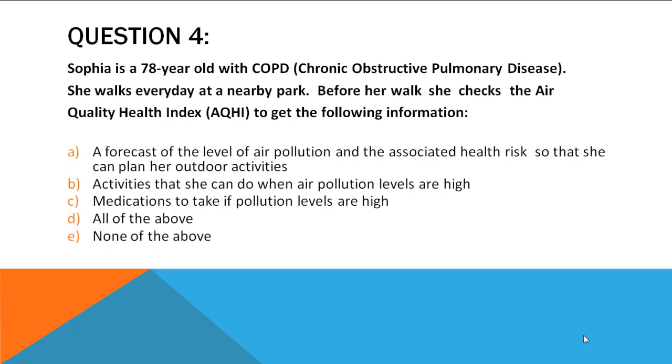Okay, moving on. Question 4. Sophia is a 78-year-old with COPD, or chronic obstructive pulmonary disease. She walks every day at a nearby park. Before her walk, she checks the Air Quality Health Index, or AQHI, to get the following information. A, a forecast of the level of air pollution and the associated health risk so that she can plan her outdoor activities. B, activities that she can do when air pollution levels are high. C, medications to take if pollution levels are high. D, all of the above. Or E, none of the above. And the answer is A, a forecast of the level of air pollution and the associated health risks so that she can plan her outdoor activities.